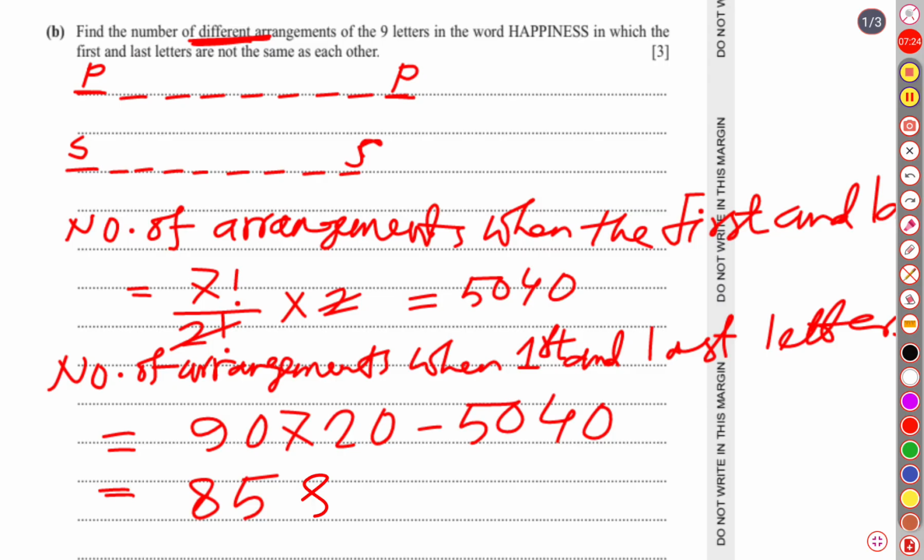85,000 and 680. So this is the total number of arrangements when the letters in the beginning and at the end are not same. So the concept is, we have just changed the concept in a reversal way.